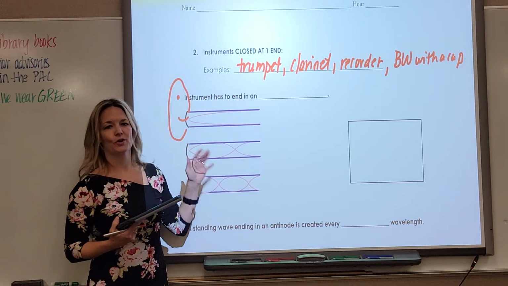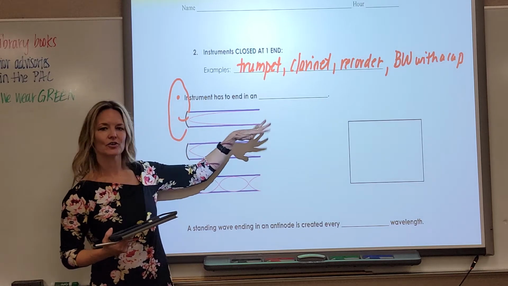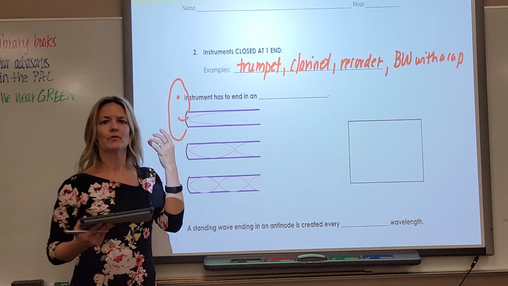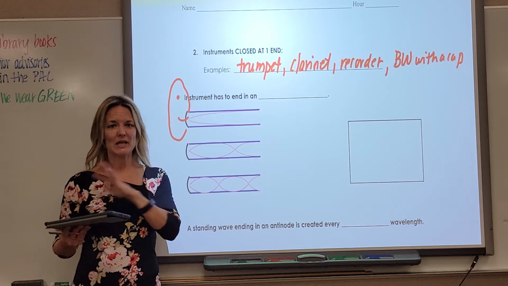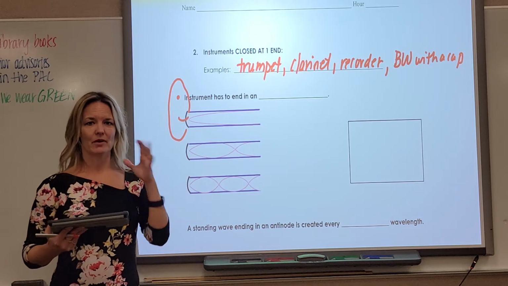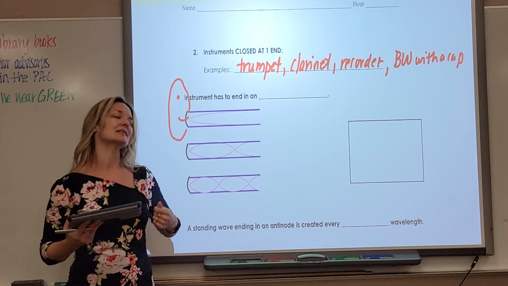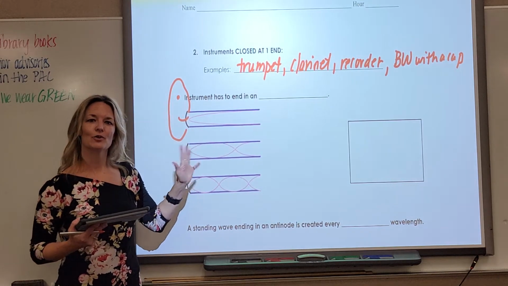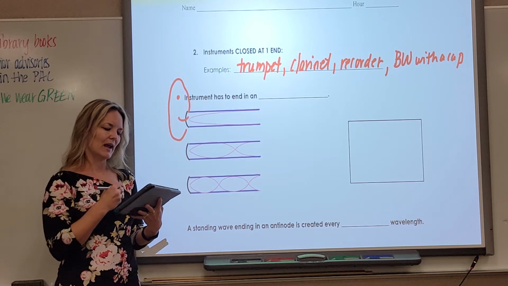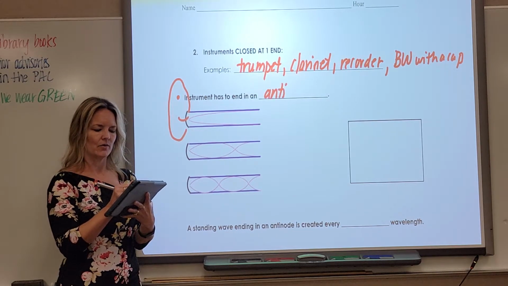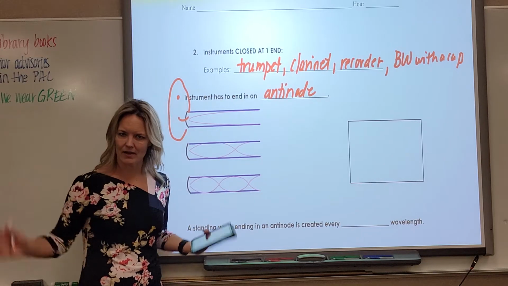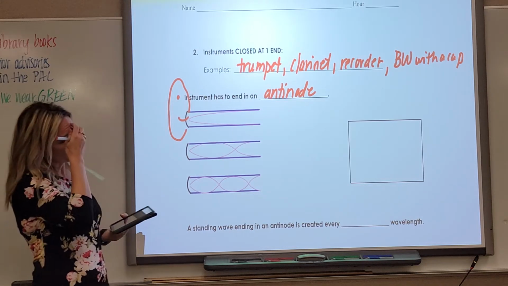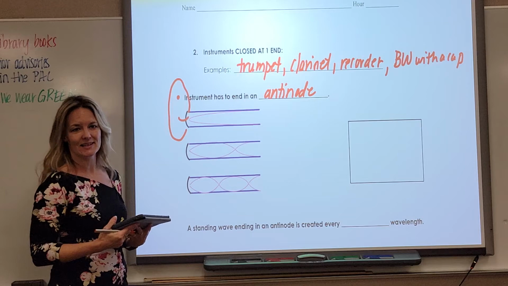All right, because of how the air travels through it, in order for a musical note to be played, if you've ever blown into a recorder, sometimes you blow in and it doesn't really make a note. Other times, when you have your fingers covering the right holes and the right wavelengths, you do hear a note. In order for a note to be played, this kind of instrument has to end in an antinode. It has to do with air pressure and getting the air molecules to move through the recorder or the instrument. It has to end in an antinode.